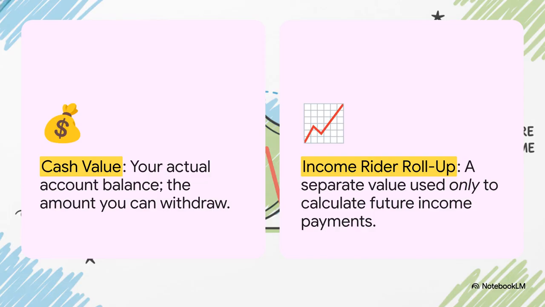Okay, pay attention, because this is probably the single most confusing thing about annuities. Your cash value is your real money. It's the amount you could actually withdraw. But an optional income rider often has a completely separate roll-up value that might grow at some guaranteed rate, like 7 or 8%. That is not your cash value. I'll say it again. That is not your real money. It is a hypothetical number used only as a calculator to figure out your future income payments. It's so crucial to know that they are two totally different things.